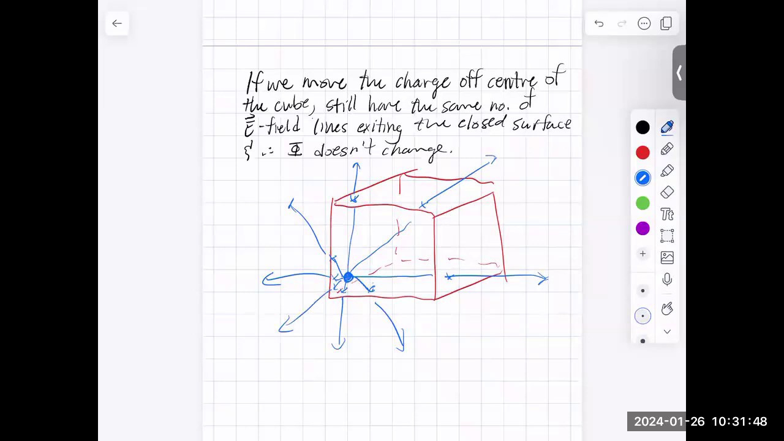Of course, the charge creates a 3D electric field, and so I've got field lines coming out the front and the back. That's too hard for me to draw. But we just have to imagine that as we move the charge around, we change the strength of the electric field on the surfaces, but the net flux does not change. All right.